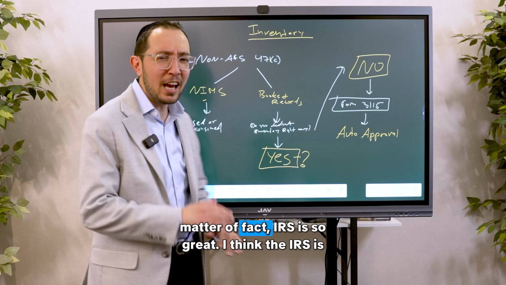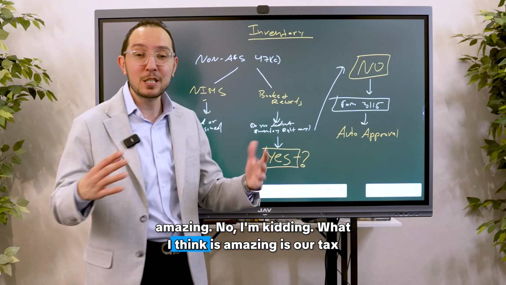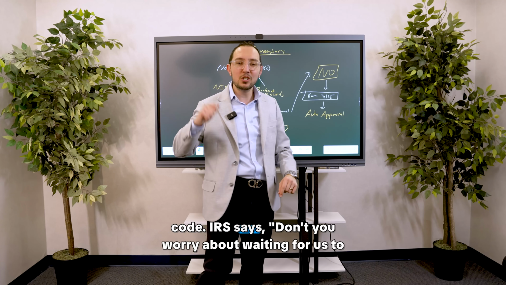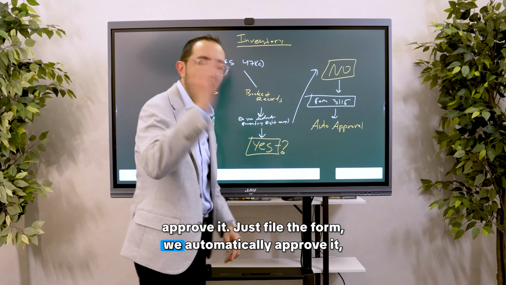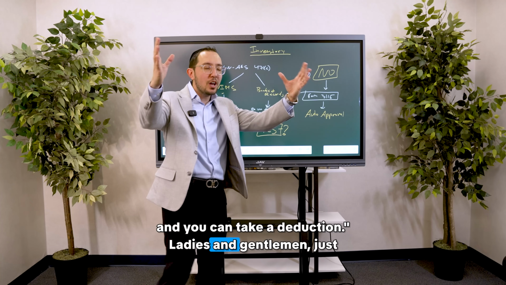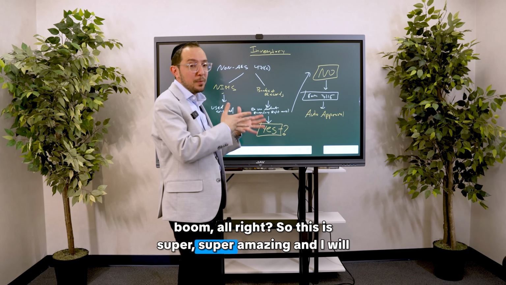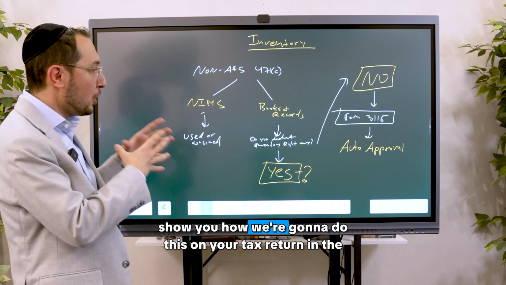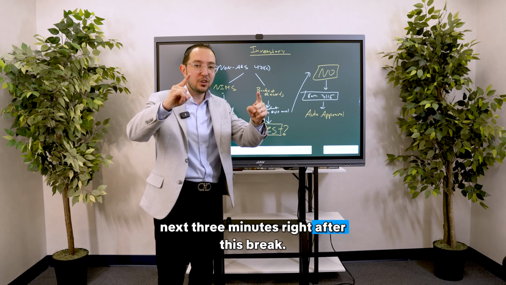As a matter of fact, IRS is so great. I think the IRS is amazing. No, I'm kidding. What I think is amazing is our tax code. IRS says, don't you worry about waiting for us to approve it. Just file the form. We automatically approve it, and you can take a deduction. Ladies and gentlemen, just boom, all right? So this is super, super amazing, and I will show you how we're gonna do this on your tax return in the next 3 minutes right after this break.